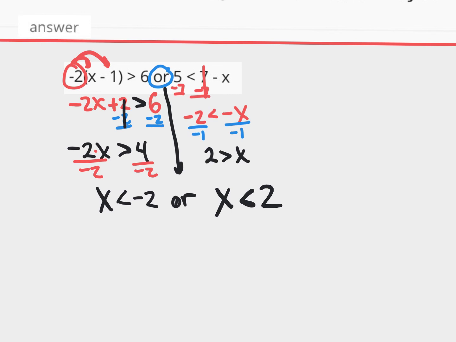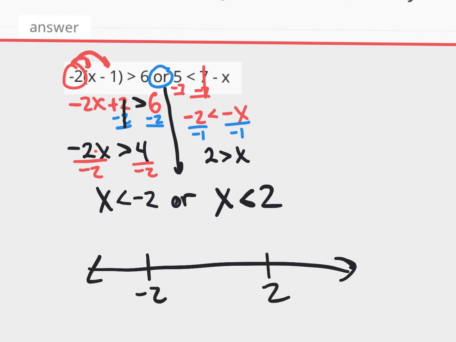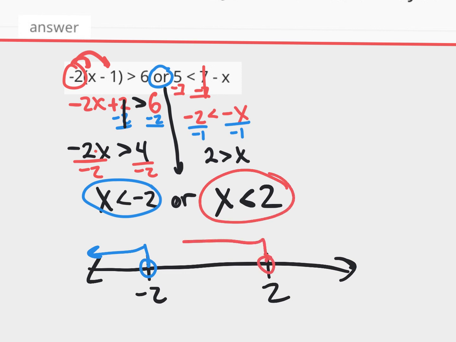Now all we need to do is graph them to determine whether we leave it like this or we only write one of them. So here's our number line. Sorry about that, it's kind of crooked. We have a -2 on this side and a +2 on that side. Let me do this one in blue: x is less than -2. Let me do this one in red: x is less than 2.